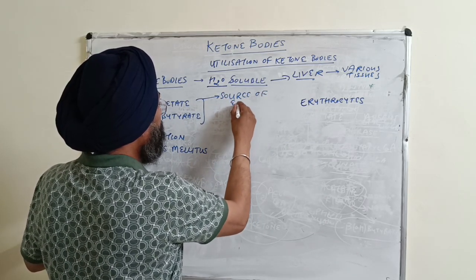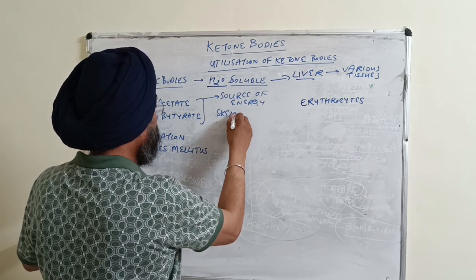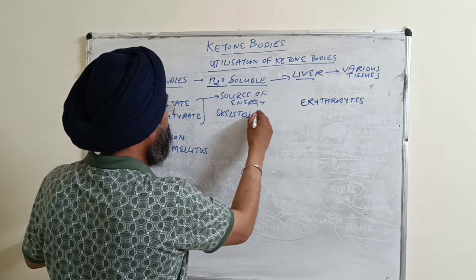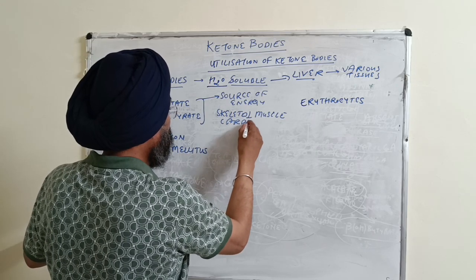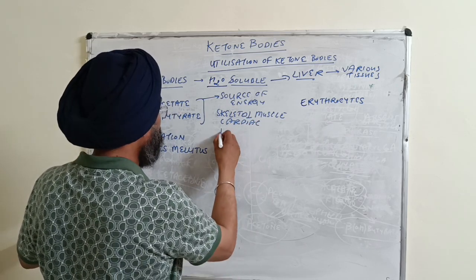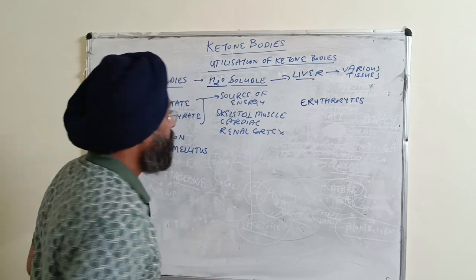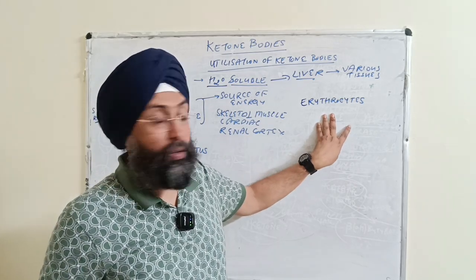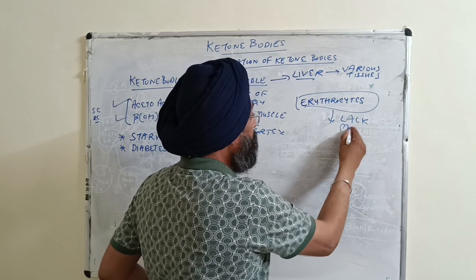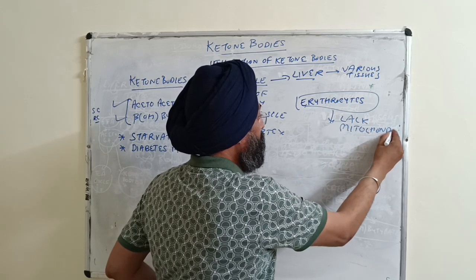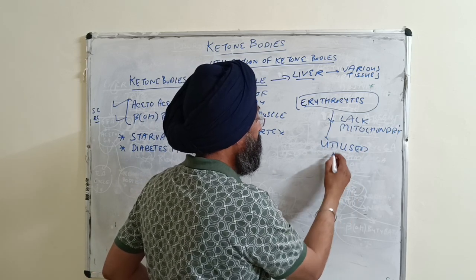in peripheral tissue, right? Whether it can be skeletal muscle, then cardiac tissue, and moreover in the renal cortex, it serves as a source of energy. And the tissues which lack mitochondria, that is our erythrocytes, since they lack mitochondria, ketone bodies cannot be utilized in these cells, right?